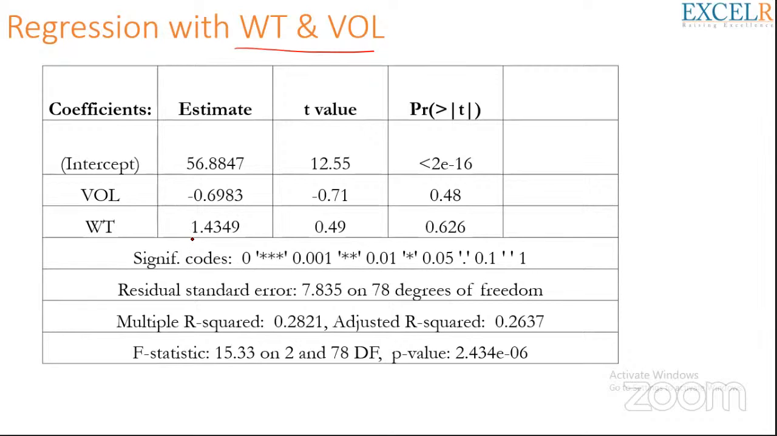Now what do you observe here? What is the p-value here? It is more than 0.05. What is the p-value for weight? It is also more than 0.05. So when you use volume alone in a regression equation, it became significant. When you use weight alone, that also became significant. But when you combine volume and weight together, they are insignificant. Meaning there is something wrong between these two variables.